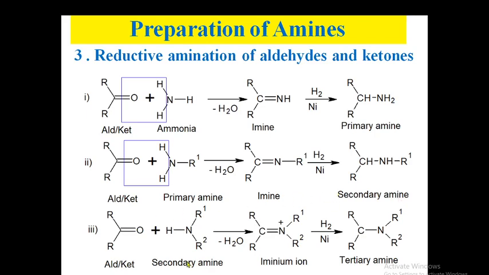If a secondary amine is reacted with an aldehyde or ketone, then obviously further reduction of that iminium ion will give you the tertiary amine. So reductive amination of aldehydes and ketones gives you all types of amines: primary amine, secondary amine, as well as tertiary amines.